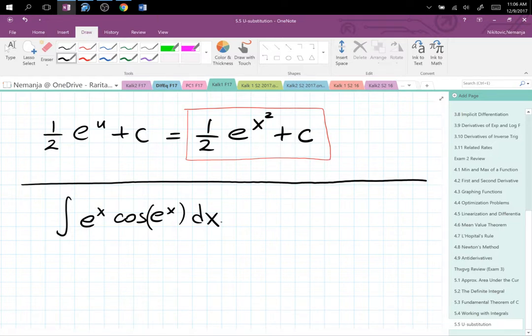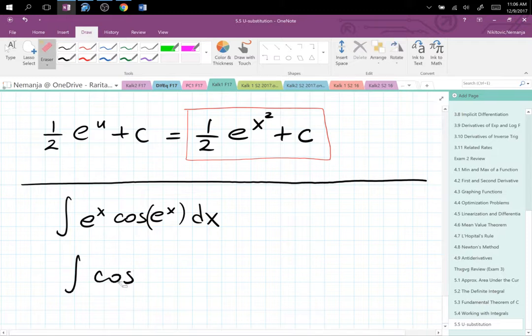Cosine is the main function that floats around. And then this e to the x has its derivative floating about. So cosine has nothing to match, so cosine has to survive in our u sub part. And this e to the x has another accompanying e to the x somewhere, so we can deal with that.